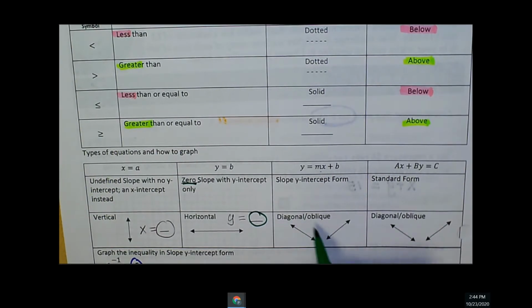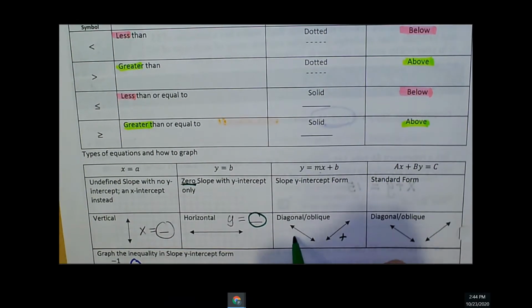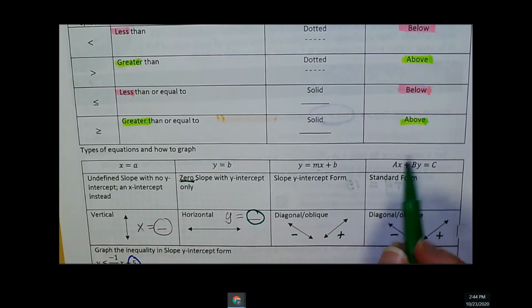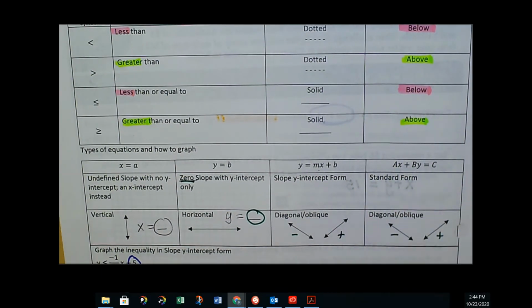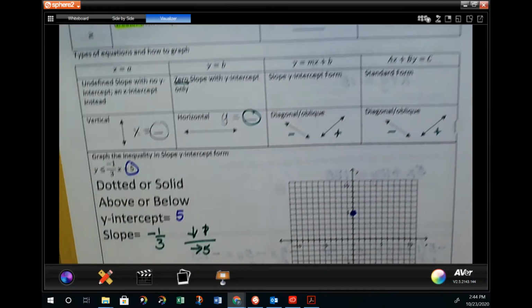And then you're going to have oblique, that's just diagonal lines, diagonal or oblique. Those are just going to be positive or negative slopes. So that's a positive slope, that's a negative slope. Again, negative slope, positive slope. And then you have the same thing for standard form. So here we have an example.